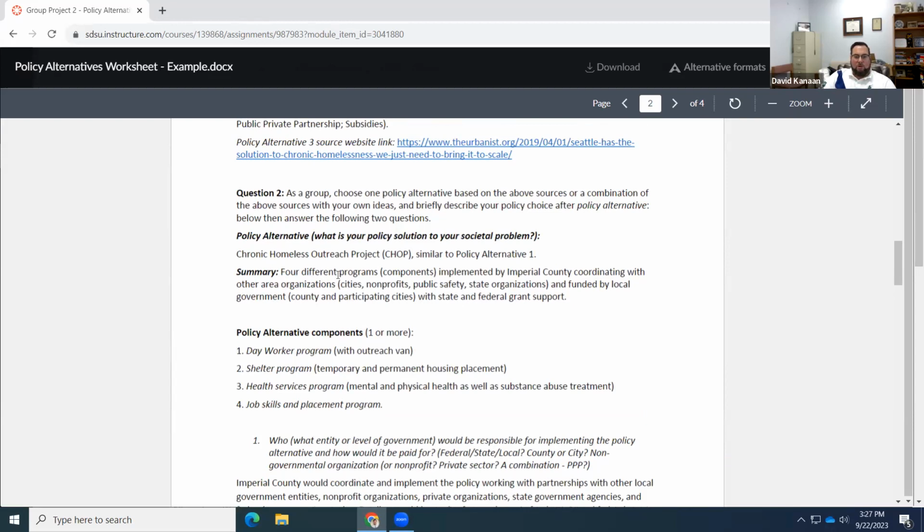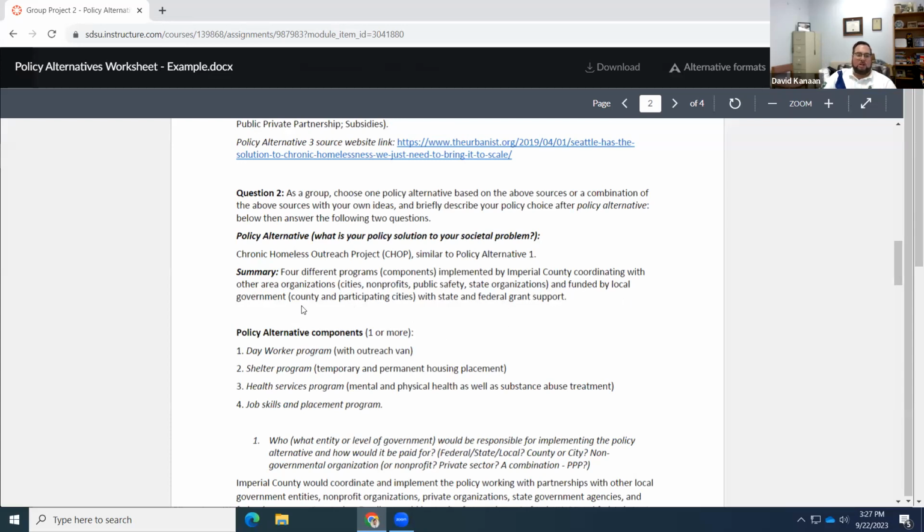And the summary, 4 different programs, components implemented. These are outputs implemented by Imperial County, coordinating with other area organizations. Who's handling this? How does it work? Try to be specific. Cities, nonprofits, public safety, state organizations. You don't have to say the exact name of each organization, but this tells me that you understand what type of organizations would be involved.